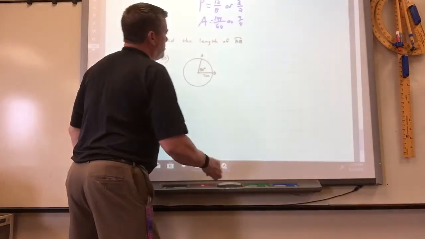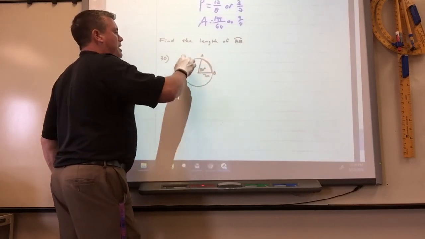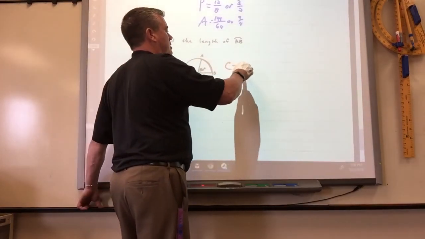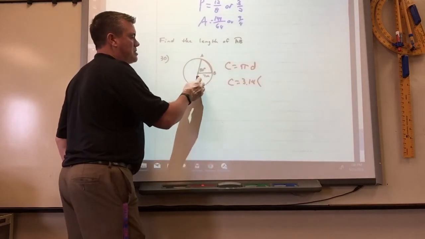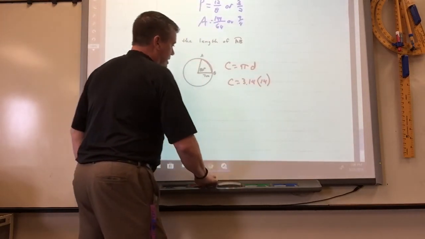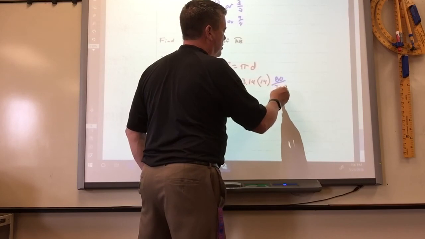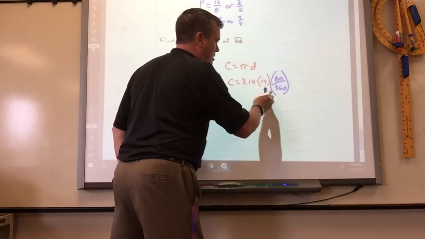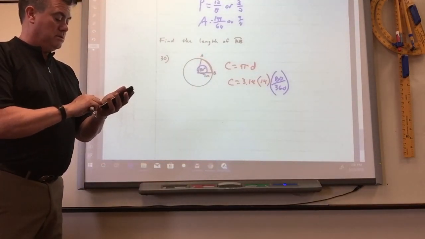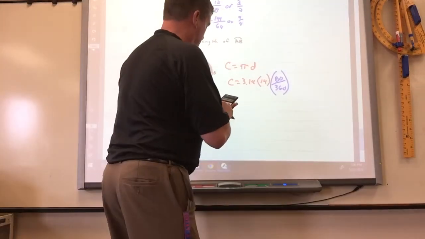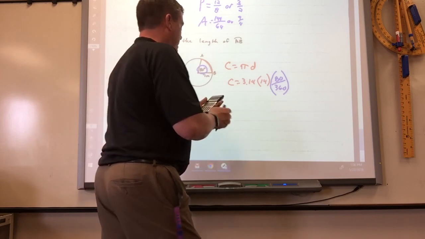And then the last one. Find the length of AB. That's just how long that is. So you'd first have to find the entire distance around, which is circumference. Circumference is pi times diameter. So 3.14 times the radius is 7, so the diameter is 14. But I don't want all the way around, I just want 80 degrees out of the 360. So you just take the circumference times 80/360ths. And you get 9.8.